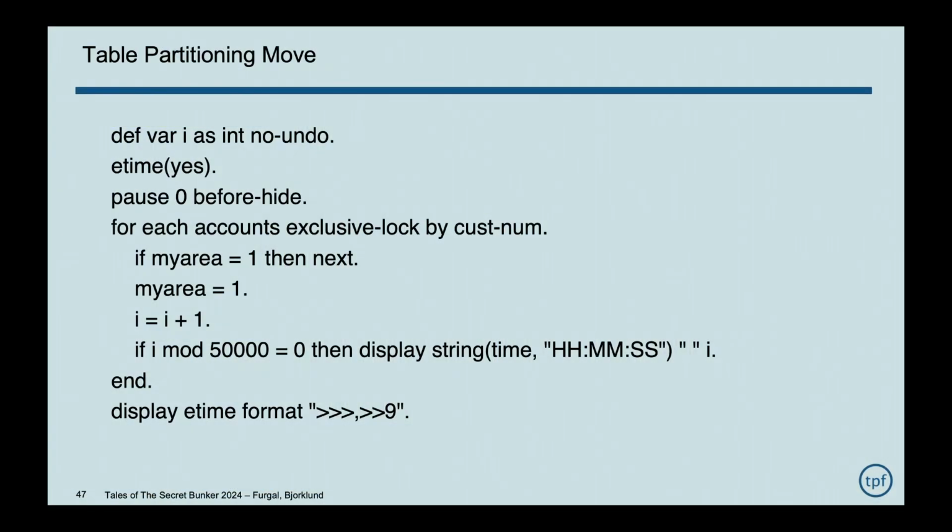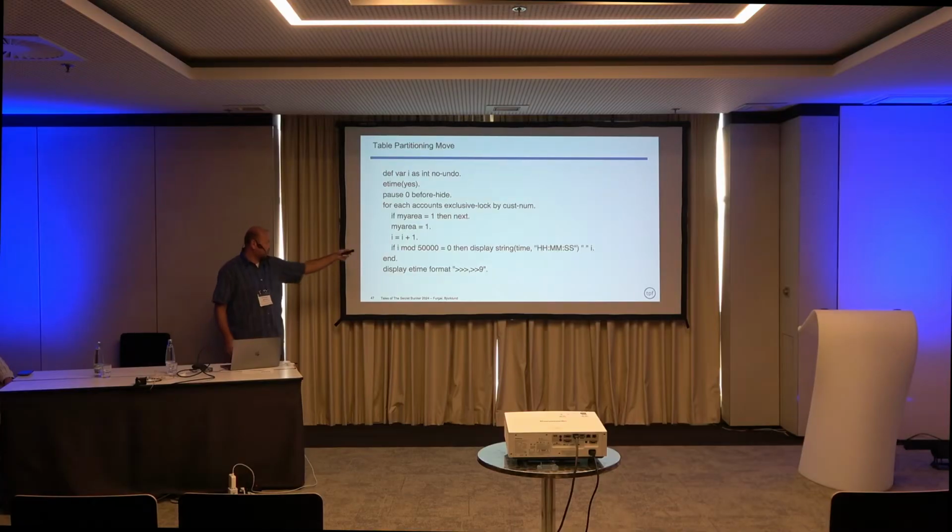How do you do that? This was simple. I was displaying to the screen, you don't need to pause 0 before hide, but for each account exclusive lock, if I'm already 1, don't do anything, assign it to 1. I equals I plus 1, just have a counter, and I was displaying to the screen so I could just see what was going on. And at the end it'll tell me how long it went. So it's very simple 4GL, and the table partitioning setup is pretty straightforward.